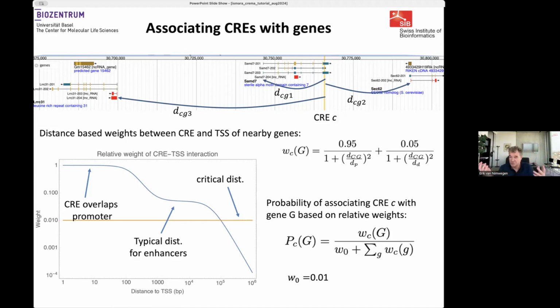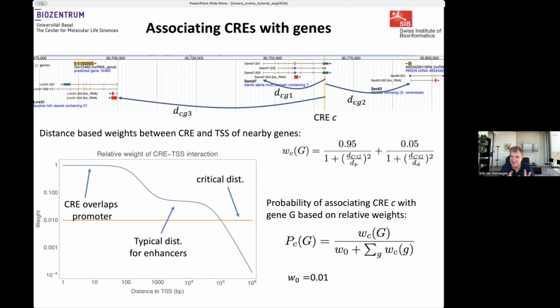But then, of course, users often want to see, yeah, but which genes might be affected by this? Now, as I said, that's much harder. We currently don't really understand very well. So all we can do is give a best guess of who the genes might be that are regulated by each CRE. And that's where we use this function that we see on this slide.